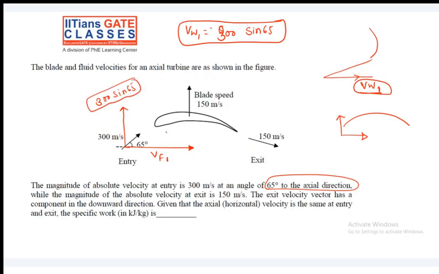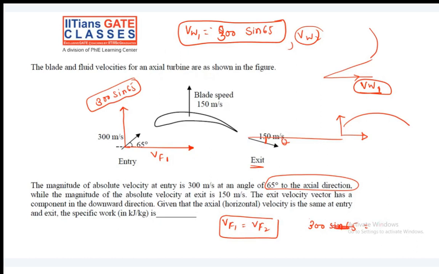Now my job is to find out the exit Vw2. I don't know it, but a hint is given to us that Vf1 is equal to Vf2. Vf1 value I know, 300 sine 65. Let us say that this is the angle between these two, so let us say this is theta. So this is equal to 150 cos theta. No, no, sorry.